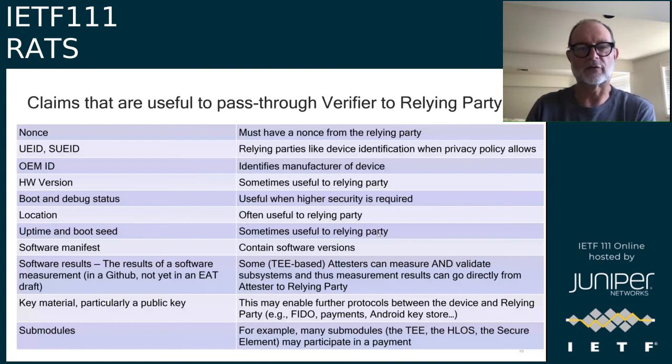Then another really interesting one that I'm going to talk about a little bit more later is the results of a software measurement. Something very simple where the relying party can just get more or less a thumbs up or thumbs down on whether the software measurements were validated. Note also that some attesters can measure and validate subsystems. So the measurement results do not have to be carried out by the verifier. That can be done by the attester.